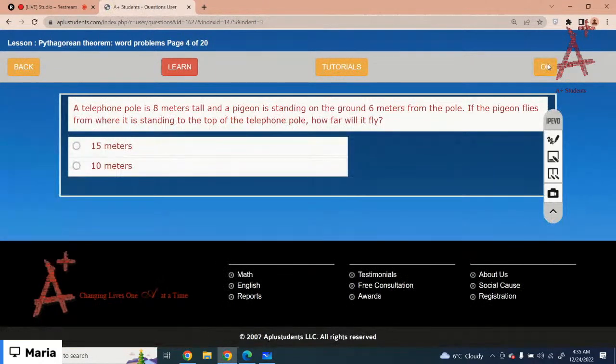Let me read the question. A telephone pole is 8 meters tall and a pigeon is standing on the ground 6 meters from the pole. What if the pigeon flies from where it is standing to the top of the telephone pole? How far will it fly? So which is the correct option?